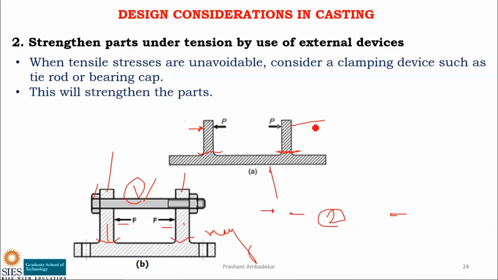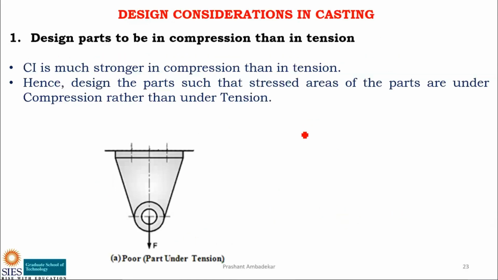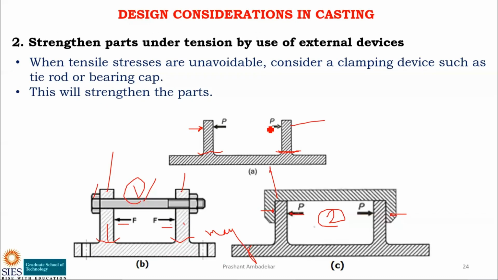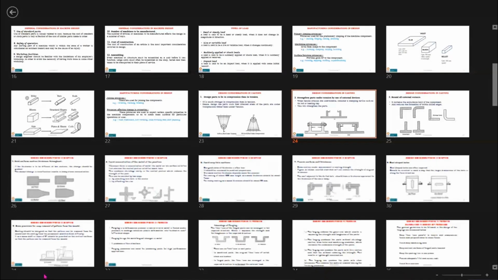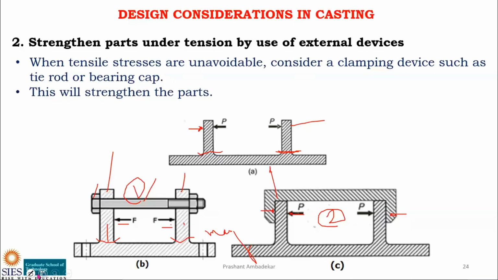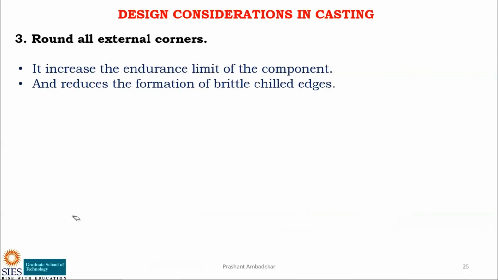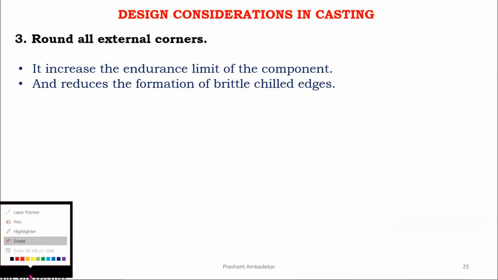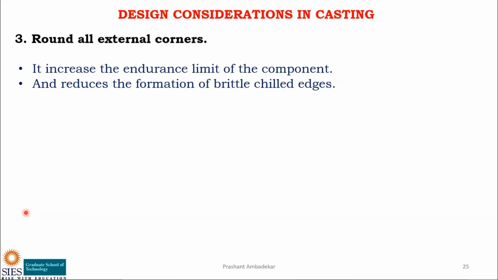Okay, so first is to design, as far as possible, the parts in compression. Second, if it is not possible to design the part in compression, what you can do is provide some additional support. So these are the two things. Then the third is you have to round all external corners. Whatever corners are there in the part to be designed, you have to round them up.